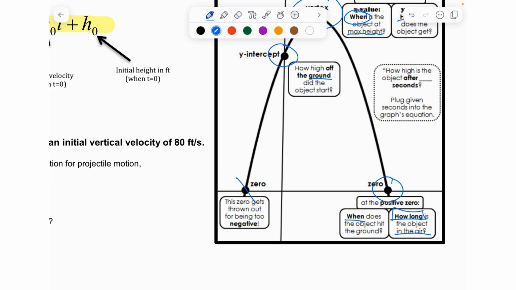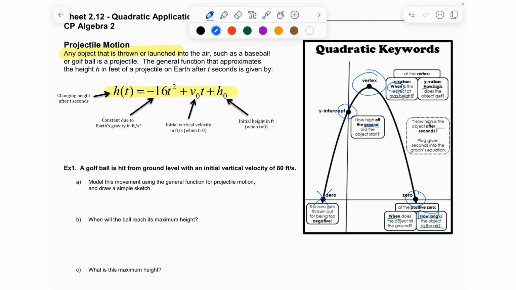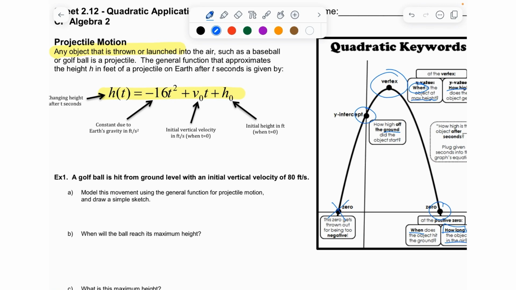Now, the other x-intercept typically doesn't make sense because it's kind of backwards in time. So you'll find out that we're usually just finding that positive x-intercept.